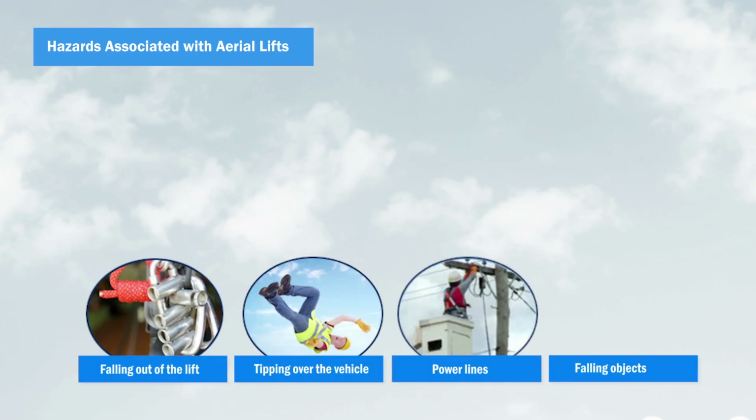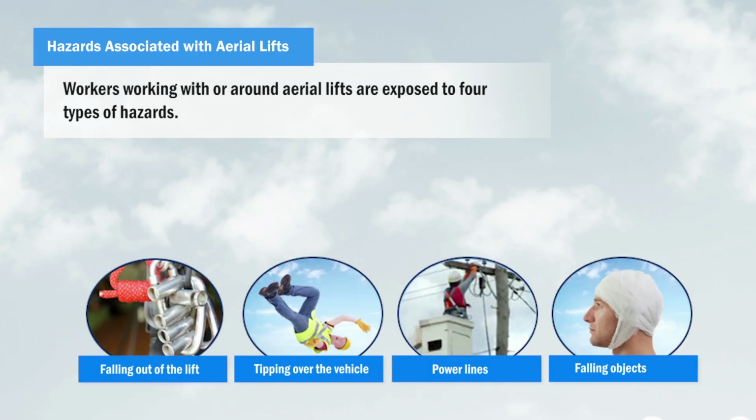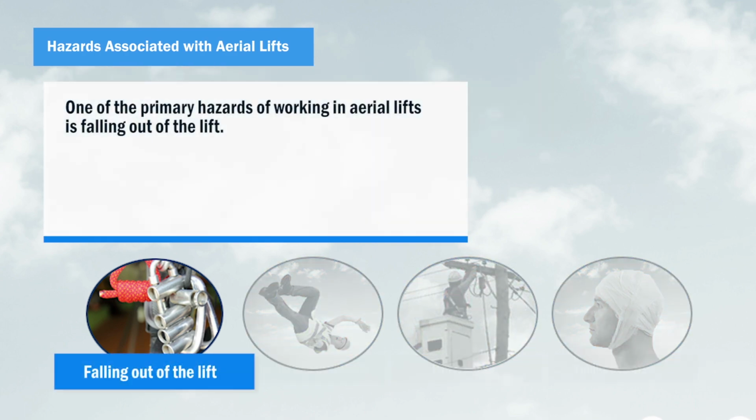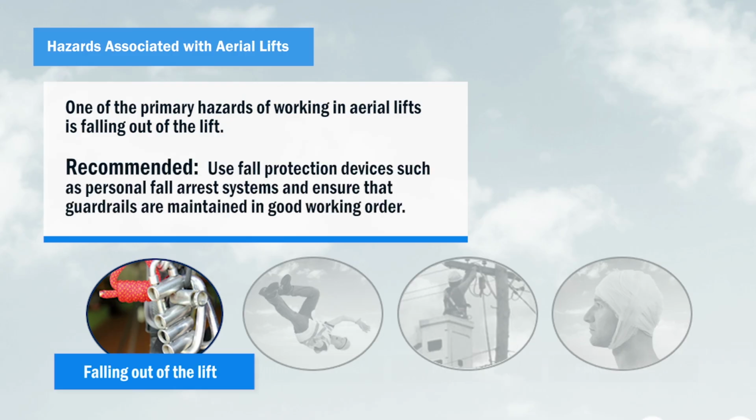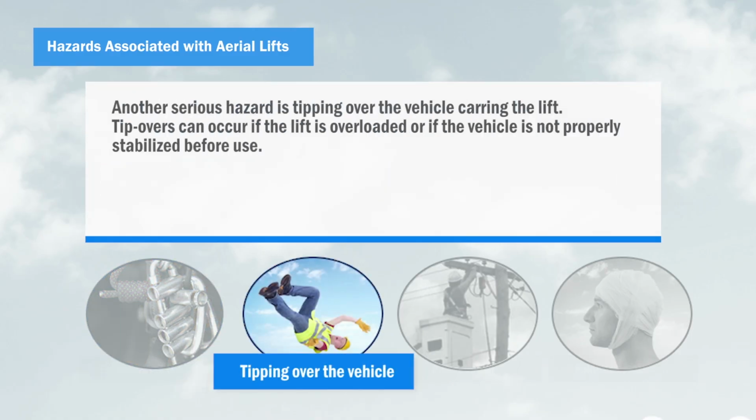Hazards associated with aerial lifts. Workers working with or around aerial lifts are exposed to 4 types of hazards. Falling out of the lift. One of the primary hazards of working in aerial lifts is falling out of the lift. Recommended: use fall protection devices such as personal fall arrest systems and ensure that guardrails are maintained in good working order.